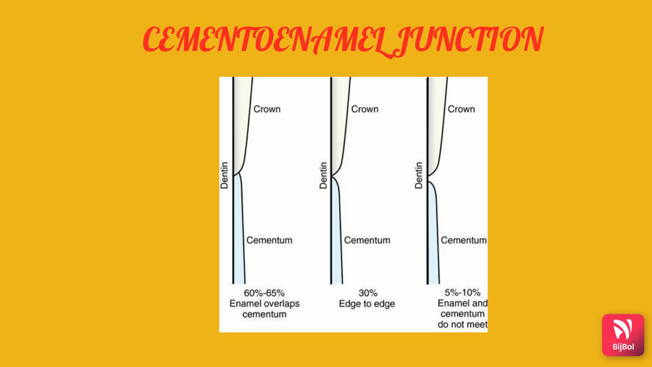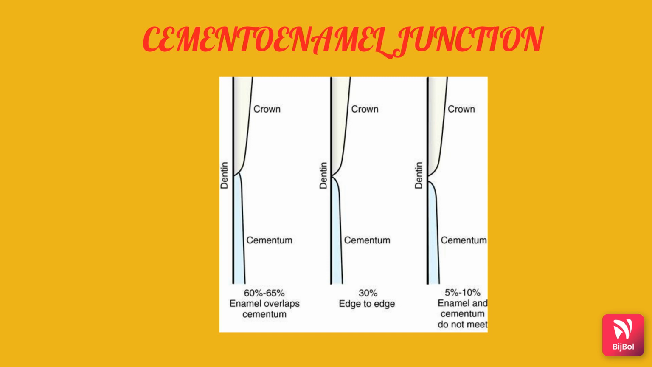In the first picture you can see that there is overlapping between the enamel and cementum, whereas in the second picture you can see that they are present edge to edge, they are meeting. In the third picture you can see that there is a gap in between the cementum and the enamel. In about 60 to 65% of the cases, the overlapping type of cemento-enamel junction is present, whereas in about 30% of the cases, an edge to edge butt joint exists, whereas in 5 to 10% of the cases, the cementum and enamel fail to meet.